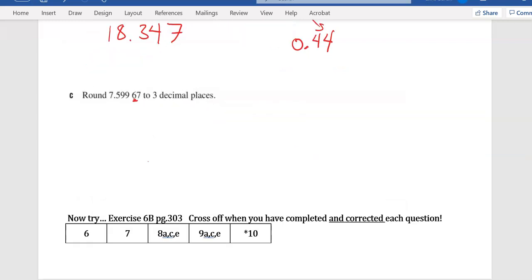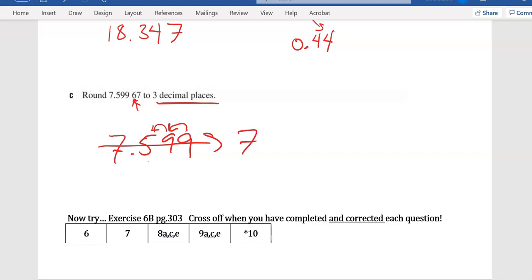Last one here, we are rounding to 3 decimal places, and we'll put 7.599, but wait a second, our critical digit is 6. And that's going to make rounding up not only the 9, that's going to affect the other 9, which is then going to affect that. So I can't really round up 9 without rounding up the things that are next to it. So the real answer is going to be 7.6. But remember, we're rounding to 3 decimal places, so we want to stick those 2 more decimal places in there to show that we understand and answer the right question.